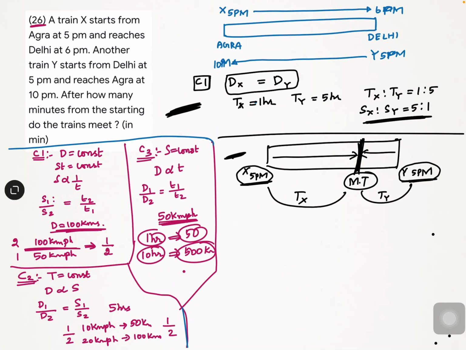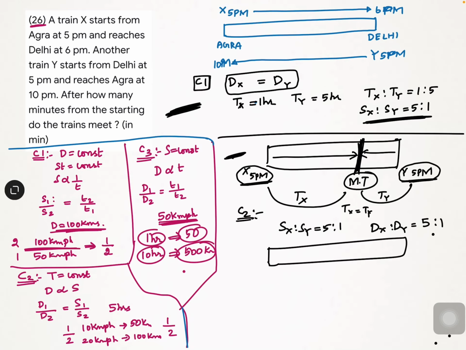So when time of x is equal to time of y, what do we know? Please refer to concept number 2. Concept number 2 says distance ratio will be equal to speed ratio. So what is the speed ratio? Speed of x is to speed of y equals 5:1. So it is the same ratio in which they would have covered their distances as well. So distance traveled by x and distance traveled by y will also be in 5:1 ratio.